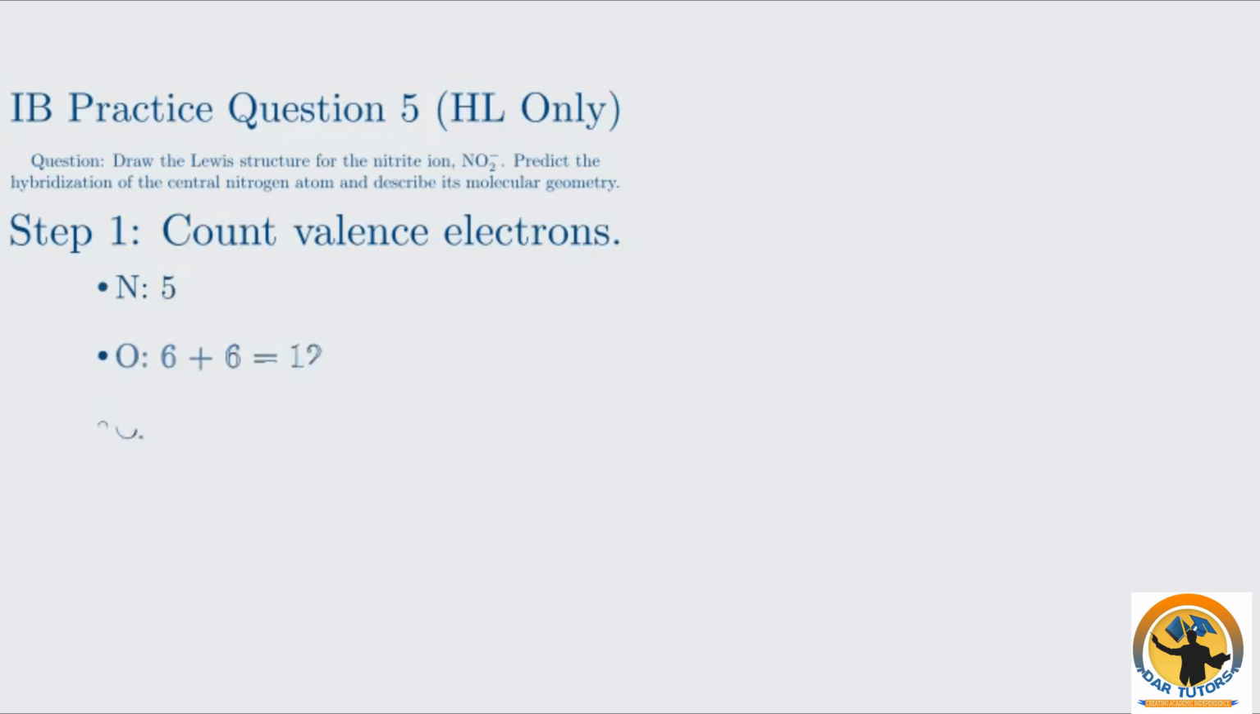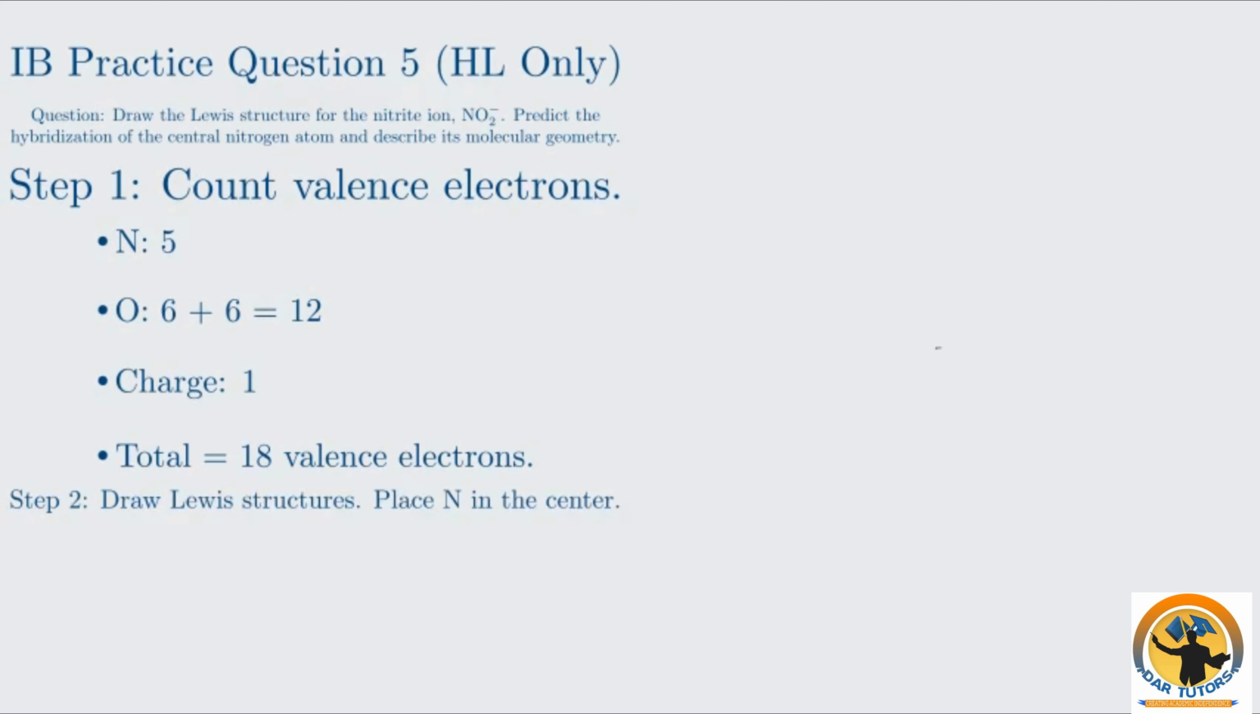First, we find the total number of valence electrons. Nitrogen has 5, each oxygen has 6, and the negative charge adds 1 electron. That's a total of 18 valence electrons. Next, we connect the nitrogen to the 2 oxygens with single bonds. We complete the octets on the oxygens, which uses up 16 electrons. The remaining 2 electrons form a lone pair on the nitrogen.